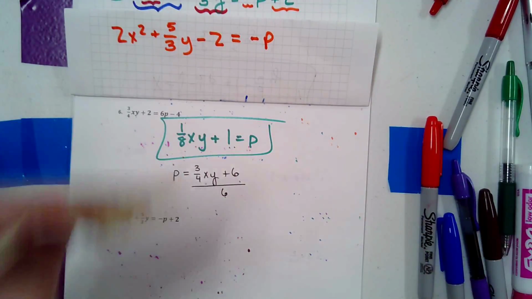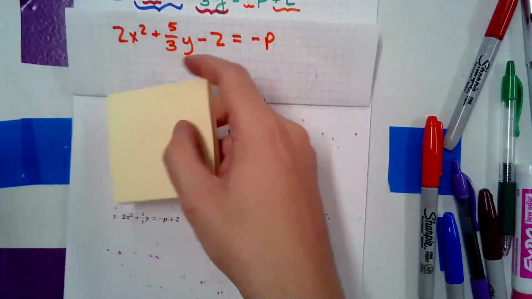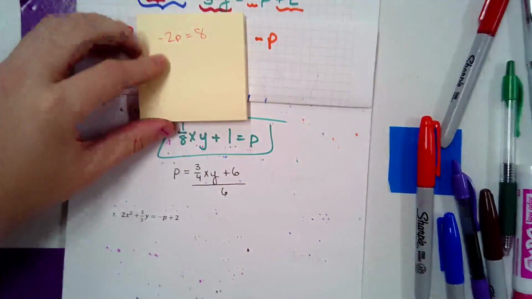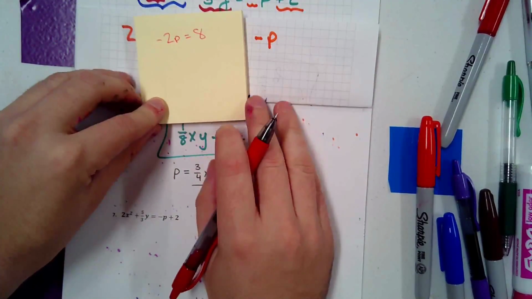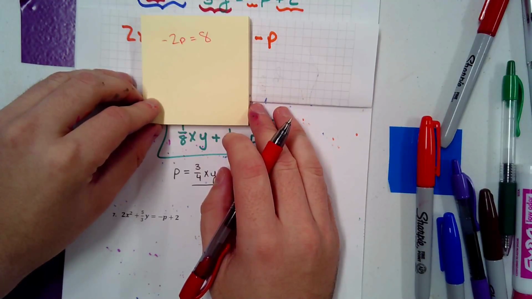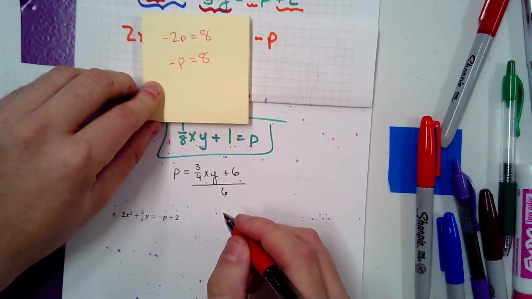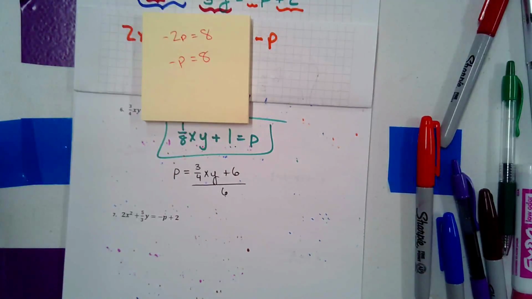Check it out. If I were to give you this problem, again, you don't know how to do that because you're confused, think of an easier one. If I gave you -2p equals 8, you'd know what to do. What would you do? You divide by -2, right? So I'm telling you we've got -p equals 8. So we're going to divide by what? -1.